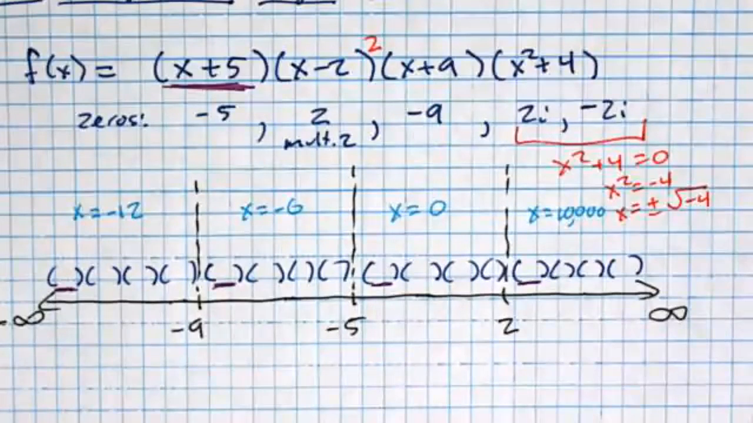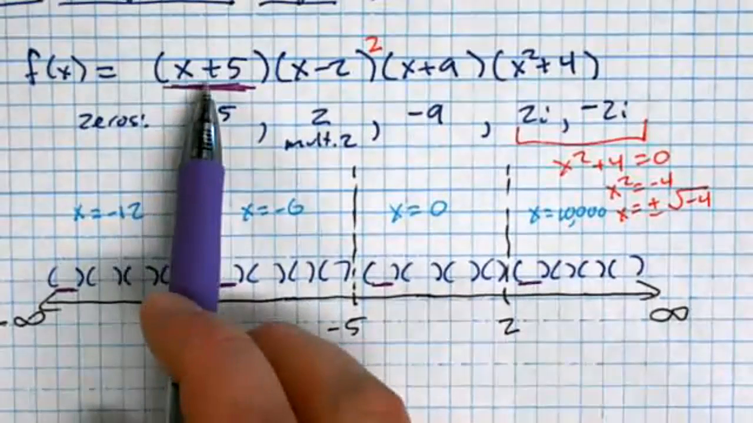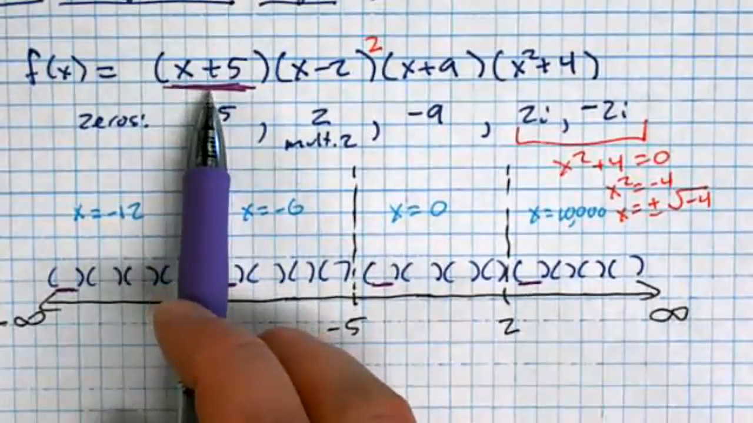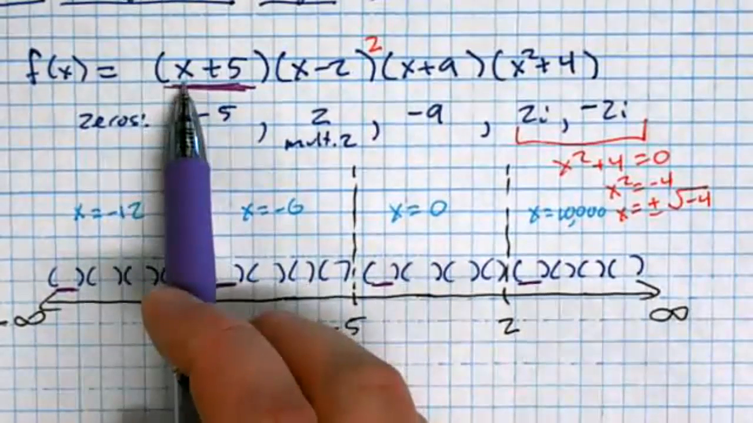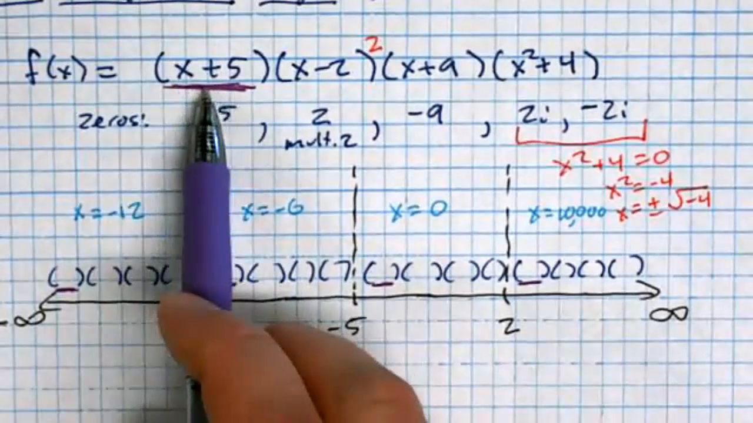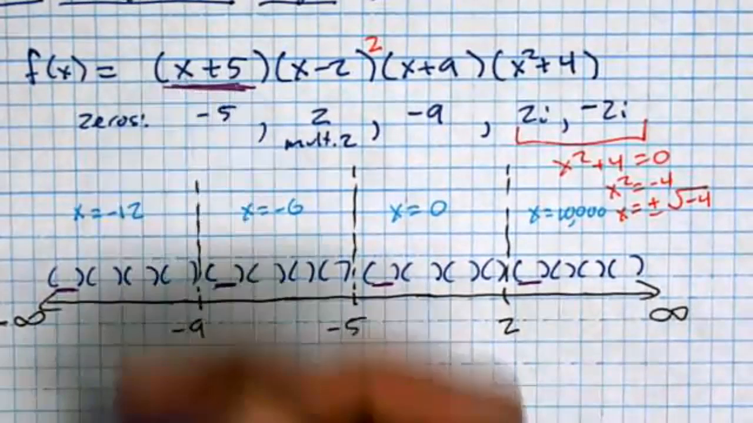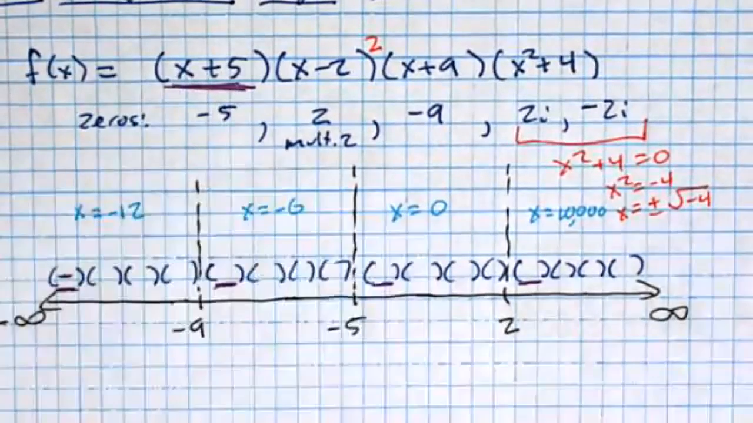All right. So here's the idea. I'm going to take my test value and plug it into this factor and determine if it makes that factor positive or negative. So if I put negative 12 in for x here, is this factor going to become positive or negative? Negative 12 plus 5 is negative something, right? It's negative 7, but the 7 doesn't matter. It's the positive or negative that matters.